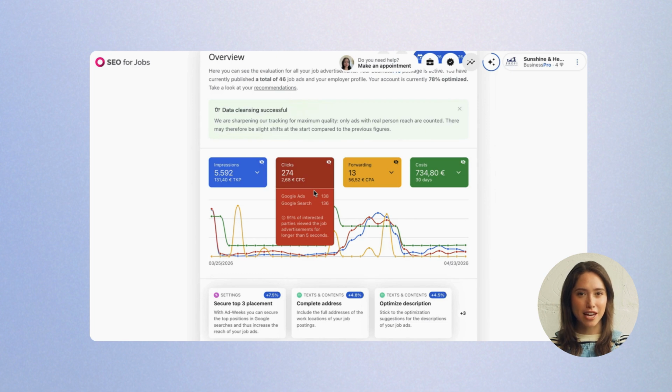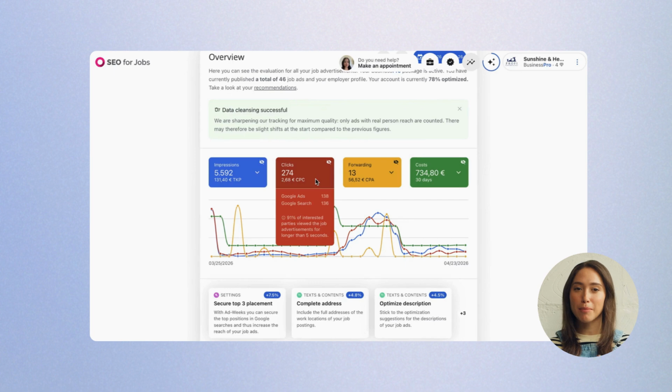Our 5-second check is also particularly exciting. We measure exactly what percentage of users view the ad for longer than 5 seconds. This is a great indicator of whether applicants are seeing exactly what they were looking for. If this rate is low, it's a sign that we need to take a closer look at the keywords and the content of the job ad.